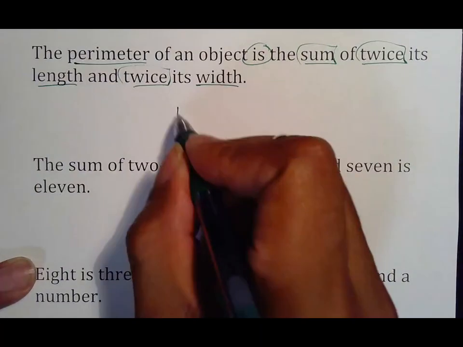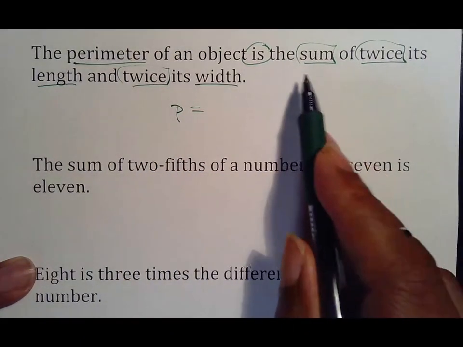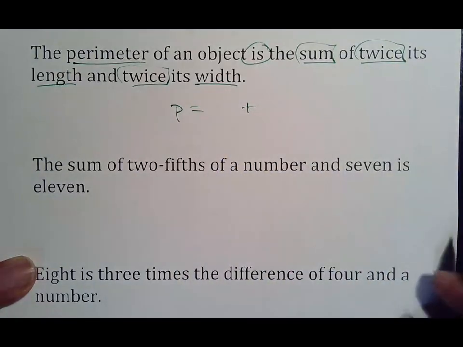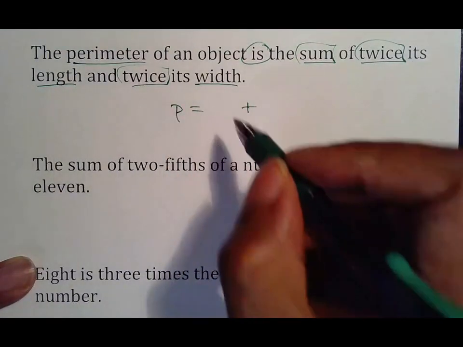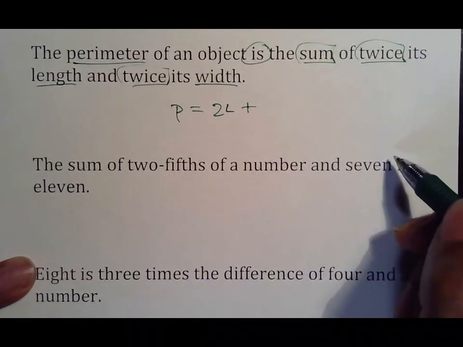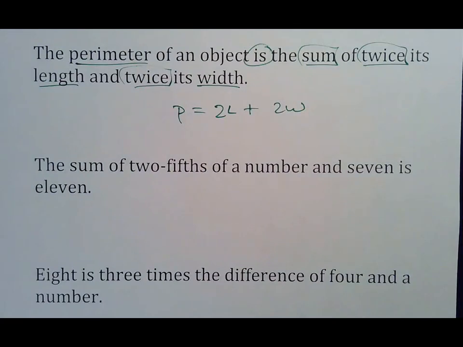And so I would put P equals because of the "is." The sum of, which means I'm going to add two things. I'm going to add twice its length and twice its width, which means I'm going to put 2L for twice its length and 2W for twice its width. That's all. Hopefully you've been practicing up to this point, but that's pretty much all it adds on.